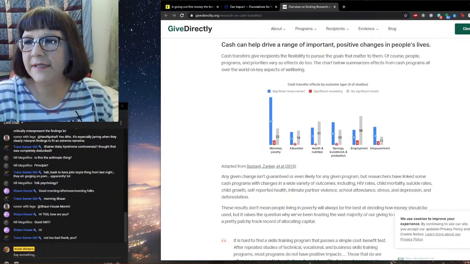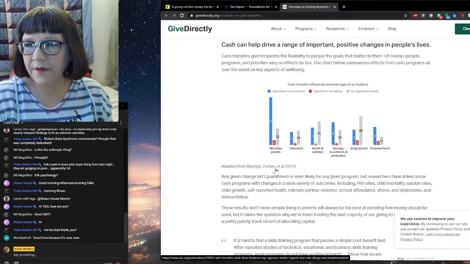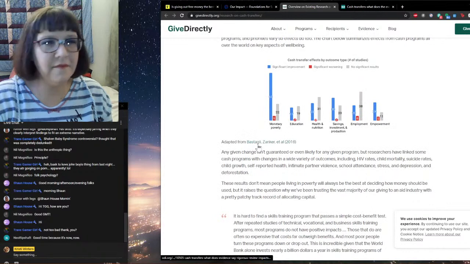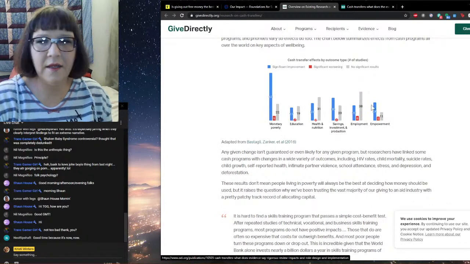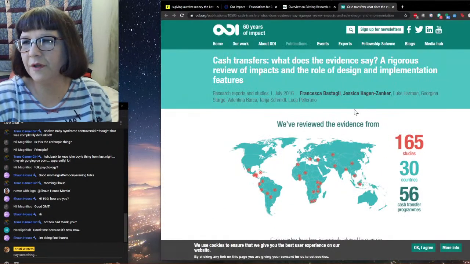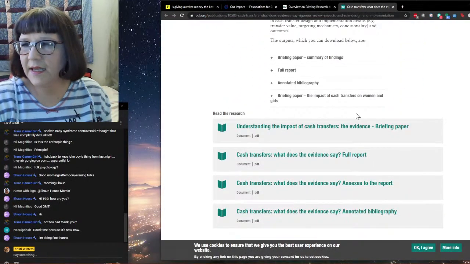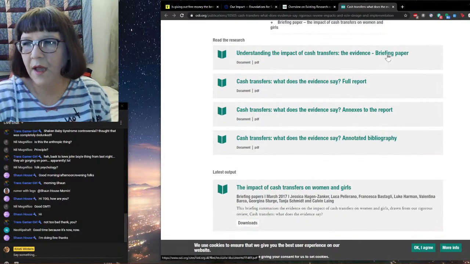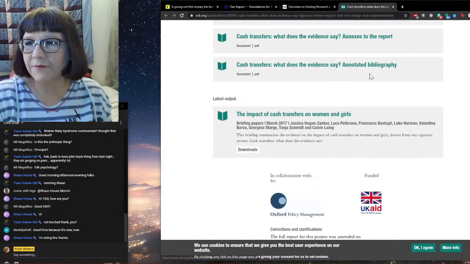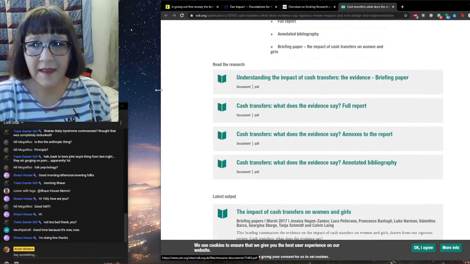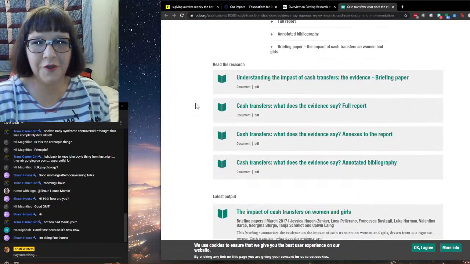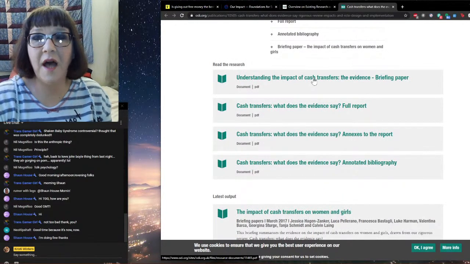Let's go ahead and, for instance, see what they give us here. This chart here is adapted from, looks like a journal article. Anytime you see "et al.," you can tell that's going to be a proper journal article. And in this case, read the research. Here is the briefing paper, full report, annexes to the report. Wow, this is really interesting. This goes way above and beyond what a normal journal article will do. Normal journal articles will not include a briefing paper.